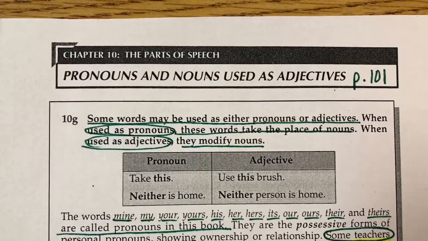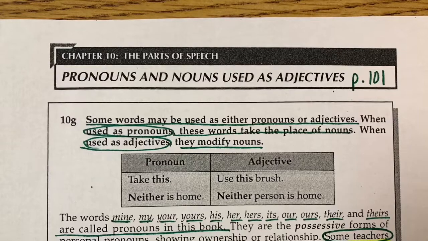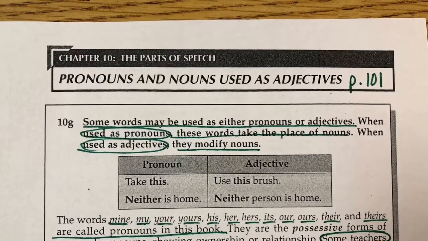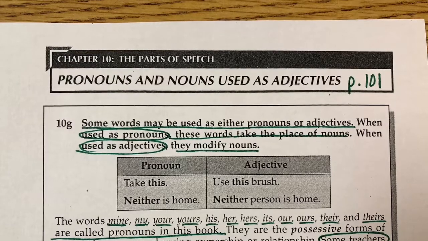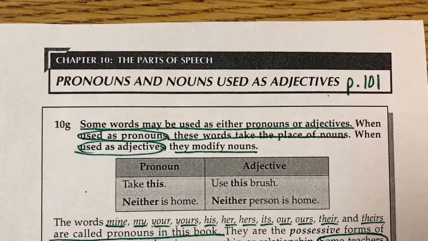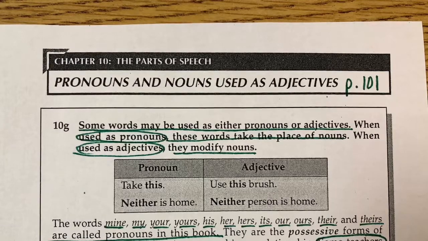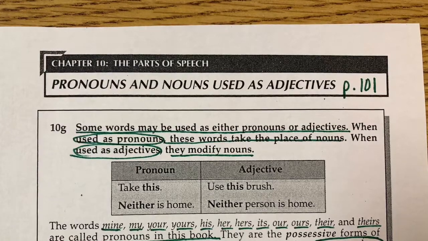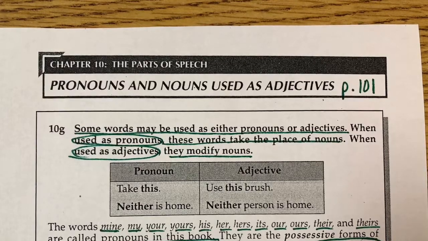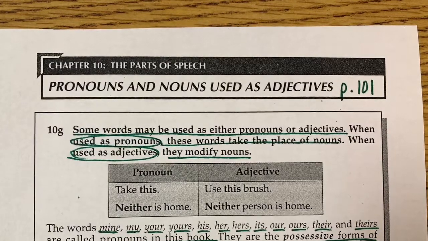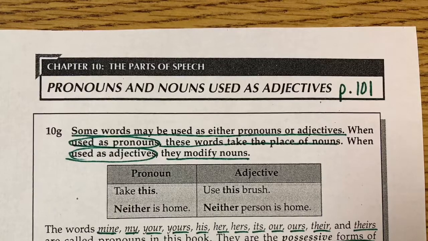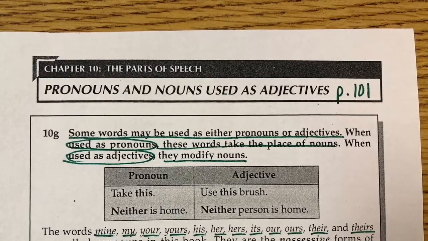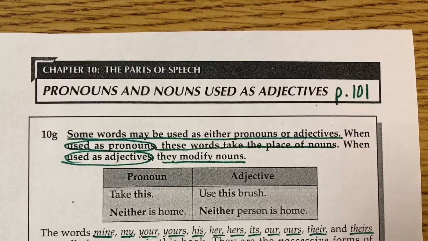Some words may be used as either pronouns or adjectives. When they're used as a pronoun, they're taking the place of a noun. But when they're used as an adjective, they become a modifier. They are modifying a noun or describing a noun. For example, a pronoun, take this. This is taking the place of a noun. Or neither is home. Neither is taking the place of someone who is not home. Adjectives will say which one, like use this brush, which brush, or neither person is home, which person, neither person.